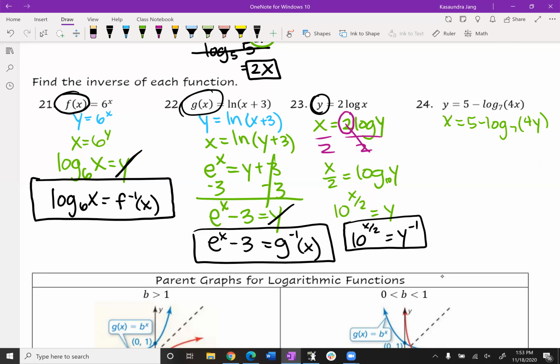I didn't want anything on the outside of my log. And currently, this stuff has got to go. That is on the outside of my log. So, yeah, totally, Chase, you subtracted 5 on both sides. Nice.